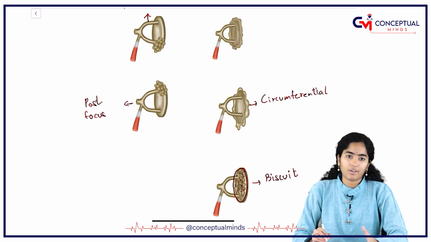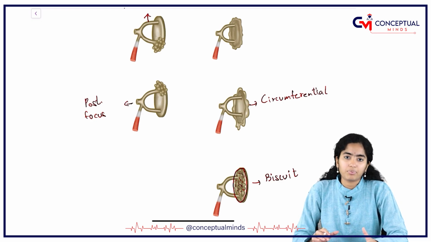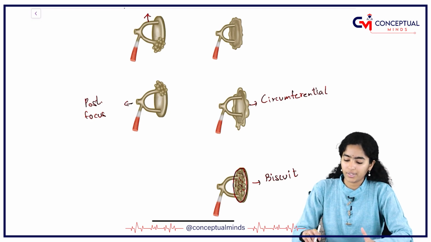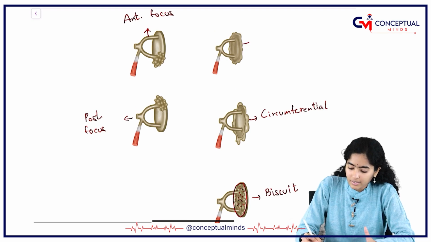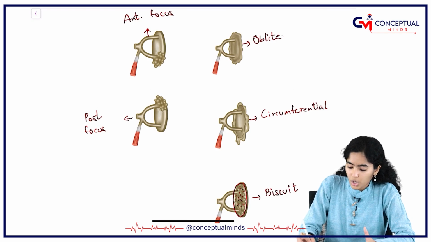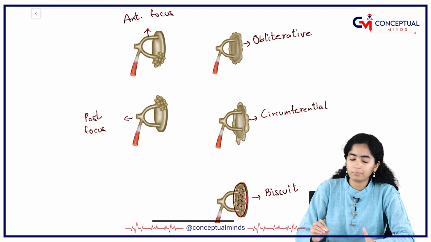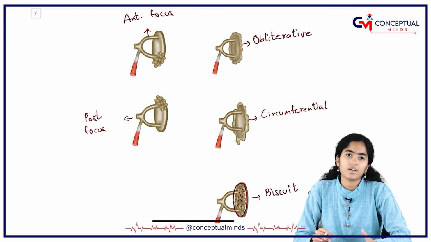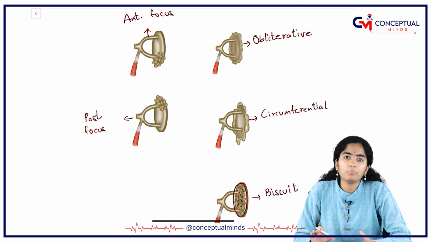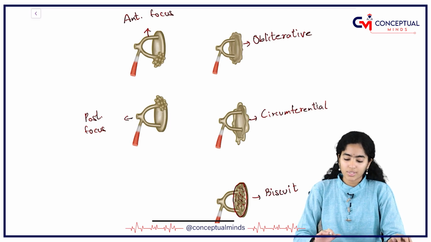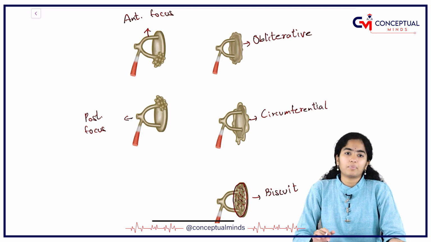And finally, we have the obliterative type, wherein the disease process will completely obliterate the oval window, and that is seen here. Neither the margin nor the center is spared here. Completely the oval window is obliterated. This is the obliterative type. So these are the 5 types of stapedial otosclerosis.